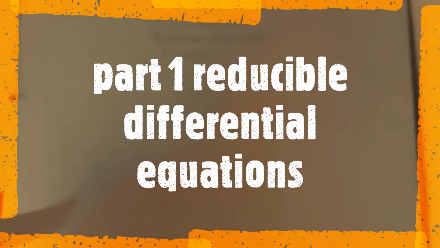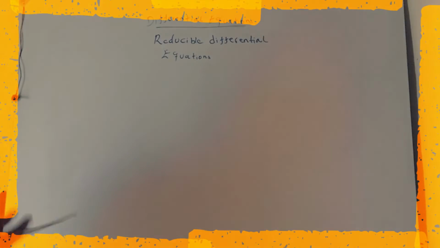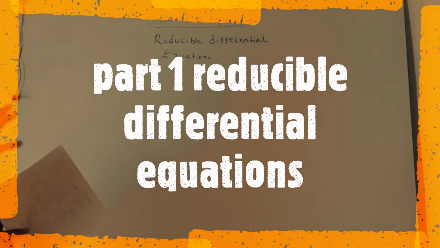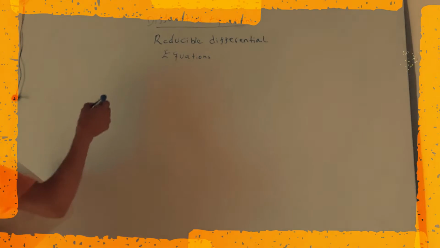Today we are going to talk about reducible differential equations. Why reducible? Because we represent one variable in terms of the other variables, and it reduces the structure, the complexity, into a simple form. Therefore, we can simplify by that method. That is a reducible differential equation.